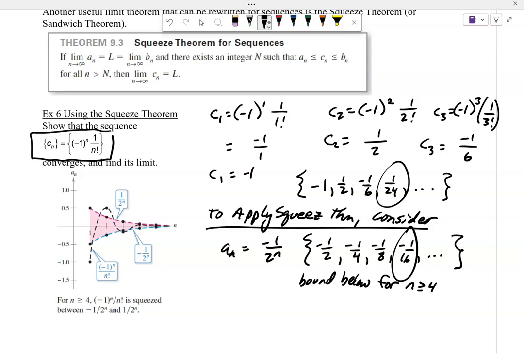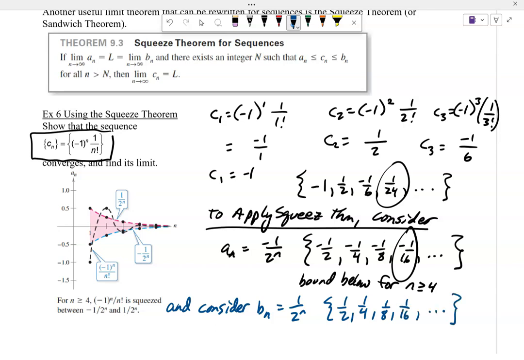Okay. Now we'll also consider, we'll call it b_n, as the positive 1 over 2 to the n. All right. So this would be 1/2, 1/4, 1/8, 1/16, and so on. And this is bounding it above.